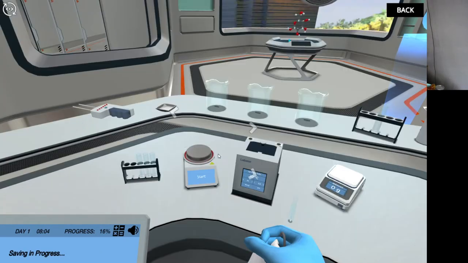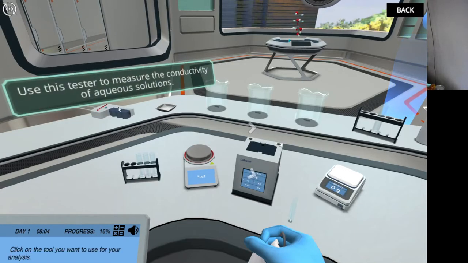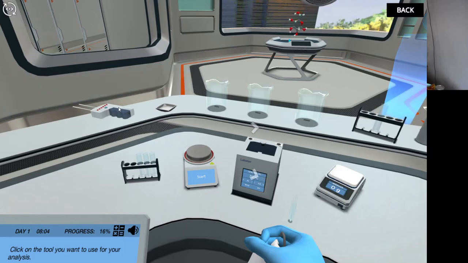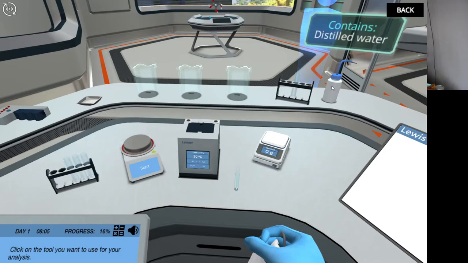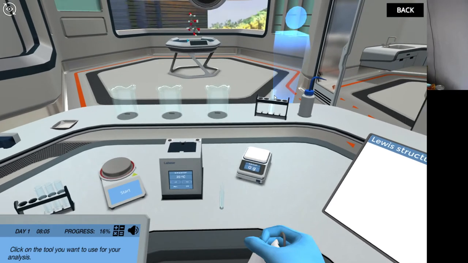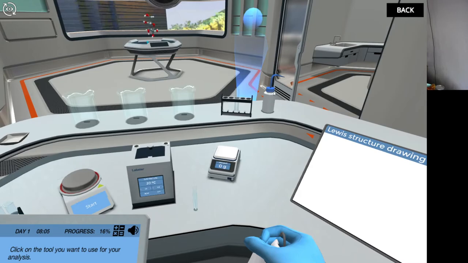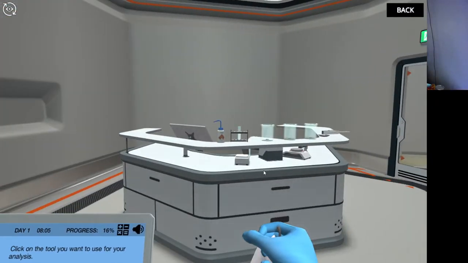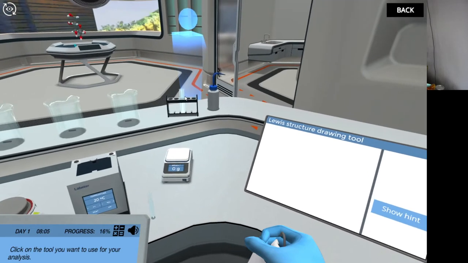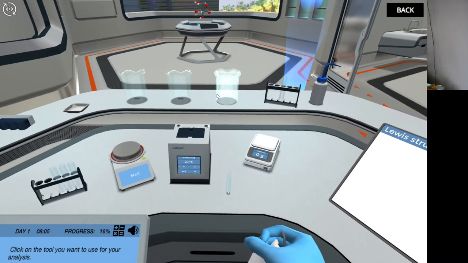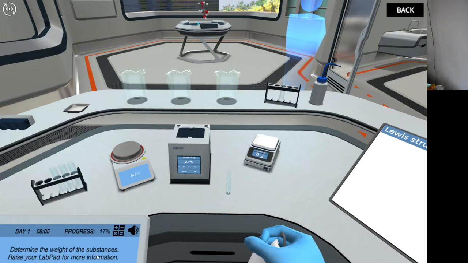Click on the tool you want to use for your analysis. So, to measure the conductivity, okay. So, is this water? Okay. I want to use... No. What the hell? How do I use it? Click on the tool you want to use for your analysis. I want to determine the weight of the substances. Raise your lab pad for more information.